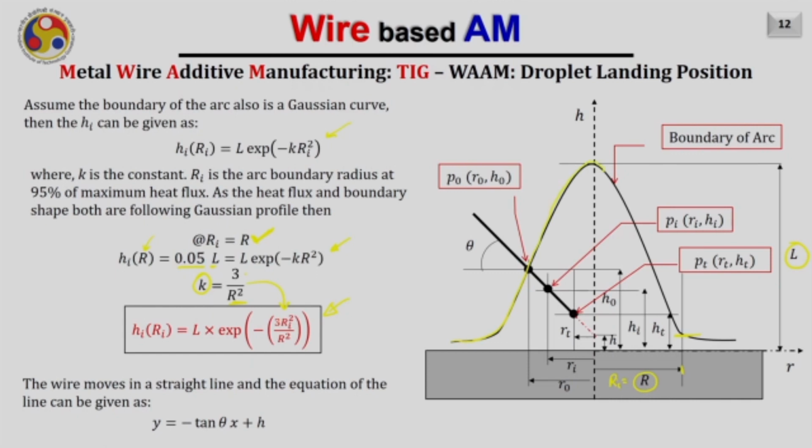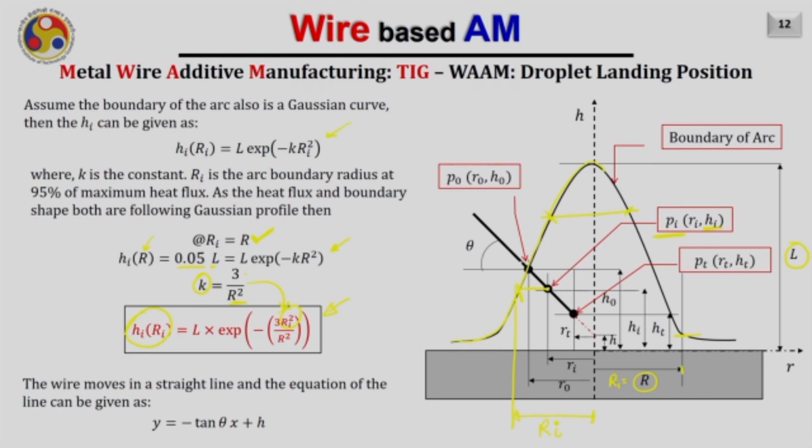By utilizing this equation, if I want to find out what will be the radius of the arc at this height, I can just put the value of h here, and I can obtain the value of Ri, right? So for example, if I am interested in this hi, I'll just extend it up to this point. This radius from here to here will be nothing but capital Ri.